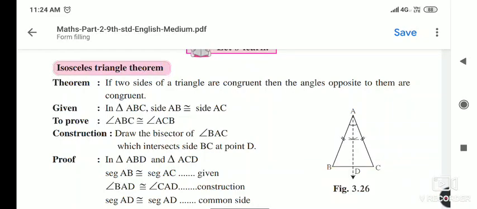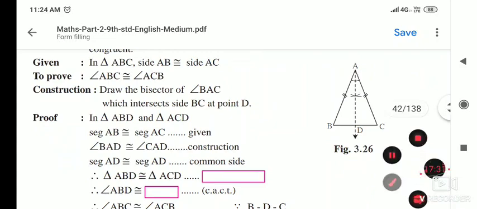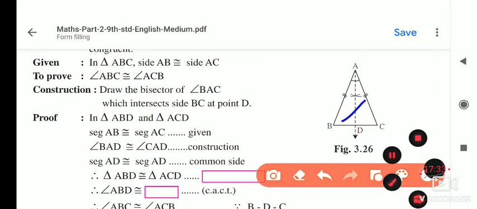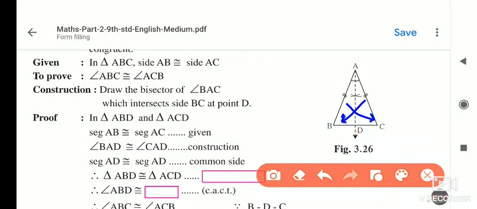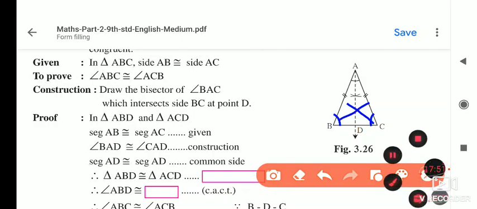If an isosceles triangle is given, the sides which are congruent to each other have opposite angles that are also congruent to each other. Means angle B is congruent to angle C. And its converse, which we had seen, says that if the angles B and C are congruent, then the sides opposite them, AB and AC, are also congruent to each other.